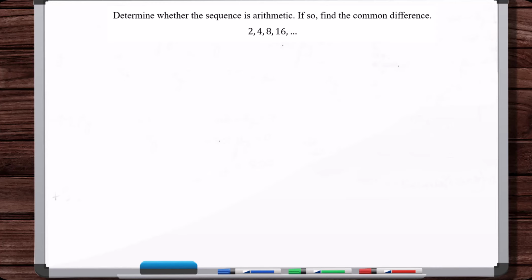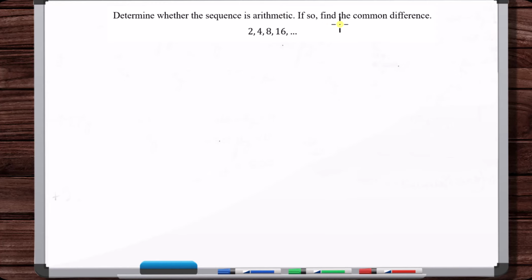All right, in this video, we're going to work a bunch of example problems related to arithmetic sequences. These are a bunch of different kinds of examples. So by the end of this video, you should have a really firm, comfortable understanding of how to work with arithmetic sequences. Okay, first problem, determine whether the sequence is arithmetic.